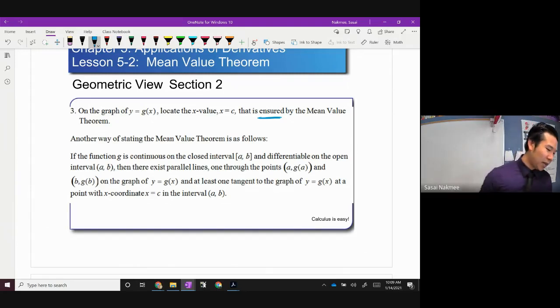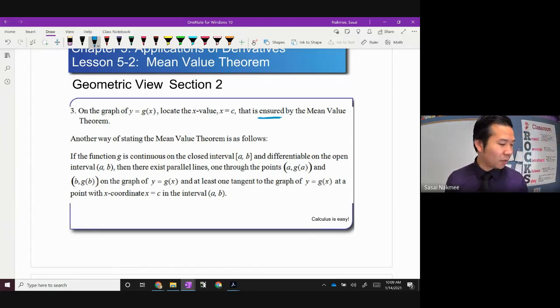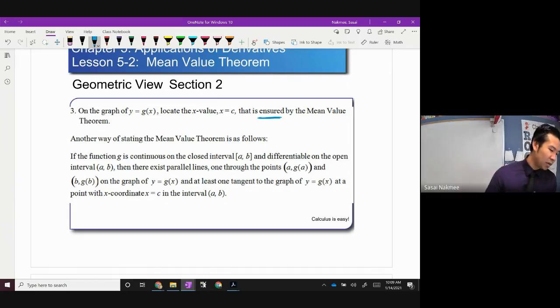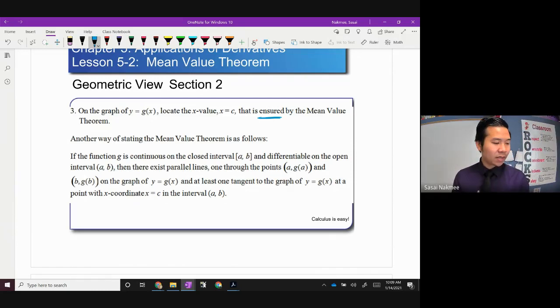Another way of stating the mean value theorem is as follows. If the function g is continuous on the closed interval from a to b and differentiable on the open interval from a to b, then there exist parallel lines, one through the points a, comma, g of a and b, comma, g of b on the graph of y equals g of x, and at least one tangent line of the graph of y equals g of x at the point with the x-coordinate x equals c on the interval a to b.